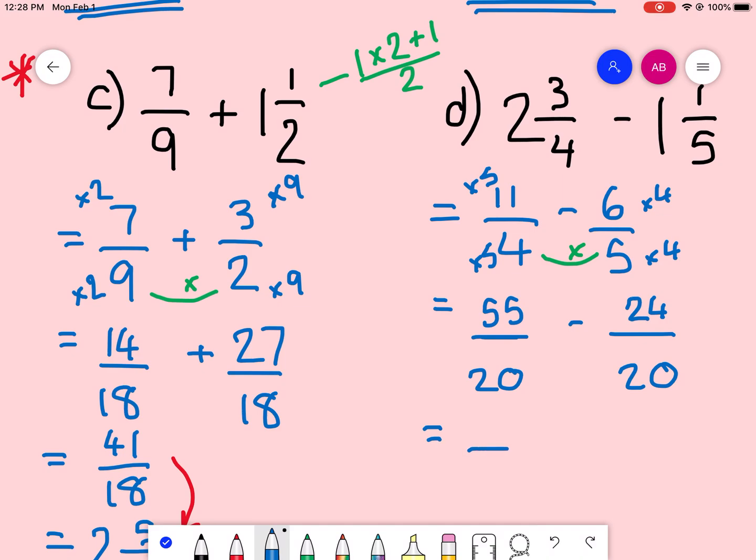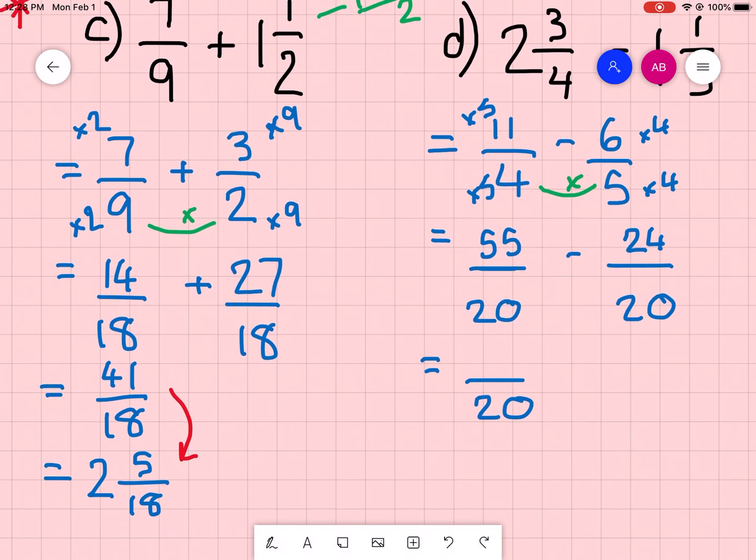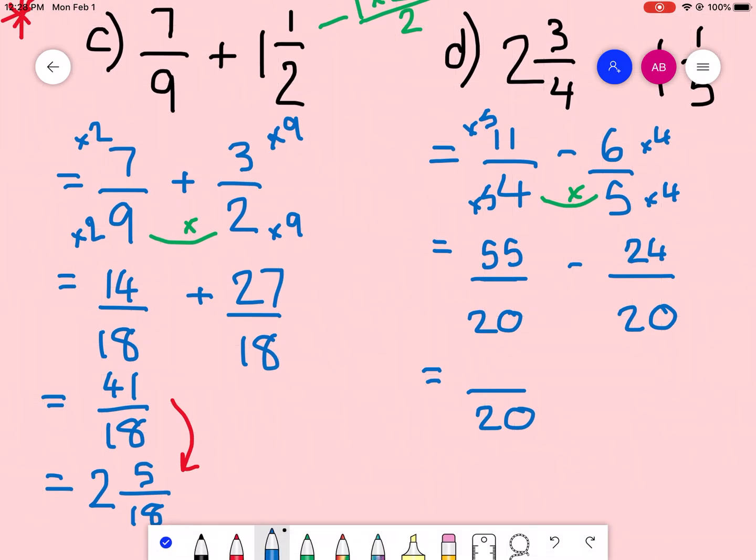We then perform the calculations with our two top numbers, leaving our denominator as 20. 55 take away 24 is going to give us 31. And lastly, we can change this to a mixed number. 20 goes into 31 one whole time with a remainder of 11, so that has to go over our 20.